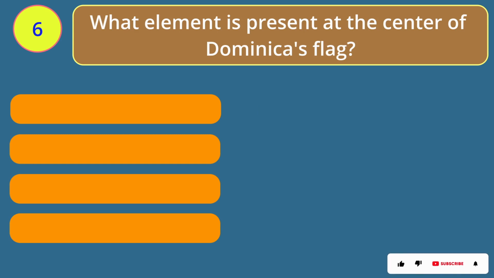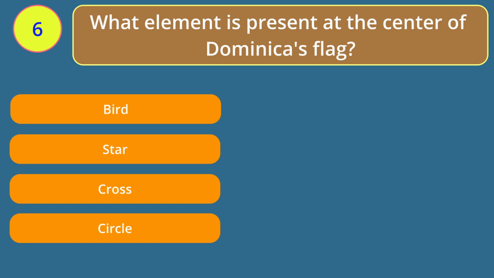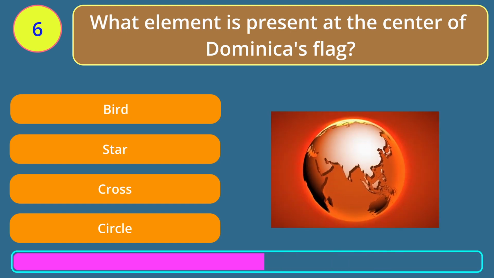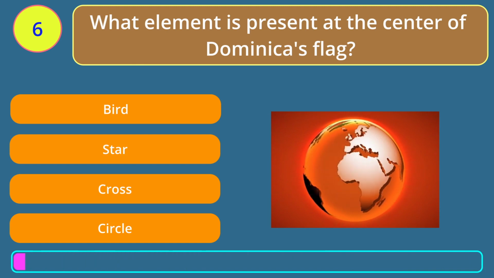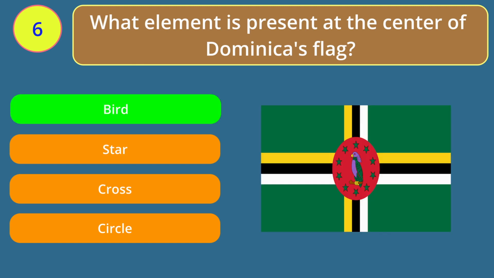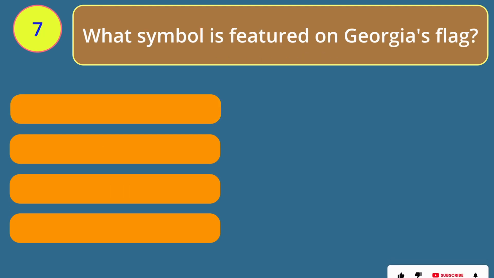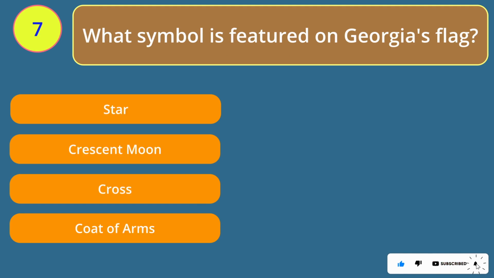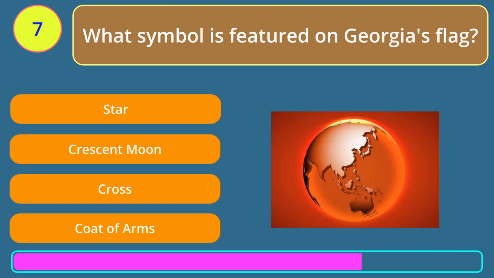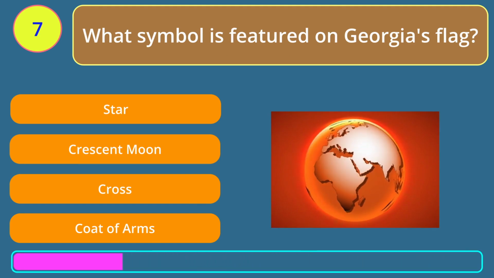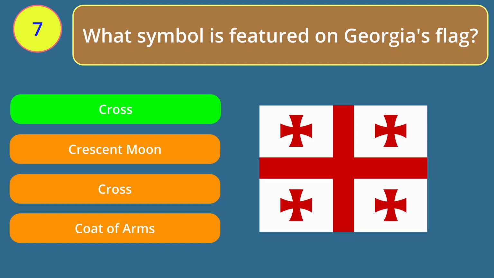What element is present at the center of Dominica's flag? The four options are bird, star, cross, circle. The correct answer is bird. What symbol is featured on Georgia's flag? The four options are star, crescent moon, cross, coat of arms. The correct answer is cross.